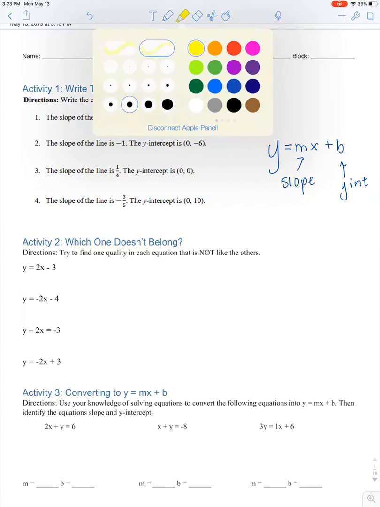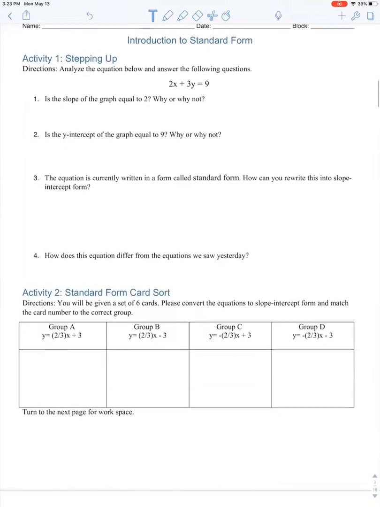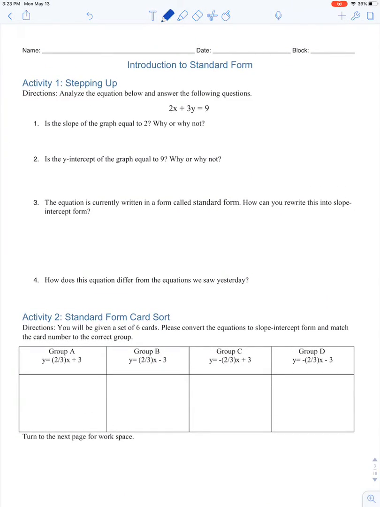Today we're going to be learning about a different form, different than y equals mx plus b, different than slope-intercept form, called standard form. So what standard form is, and I would like you guys to write this on the corner of your paper, standard form is ax plus by equals c. So a, b, and c are all numbers, and a lot of systems of equations look like this.